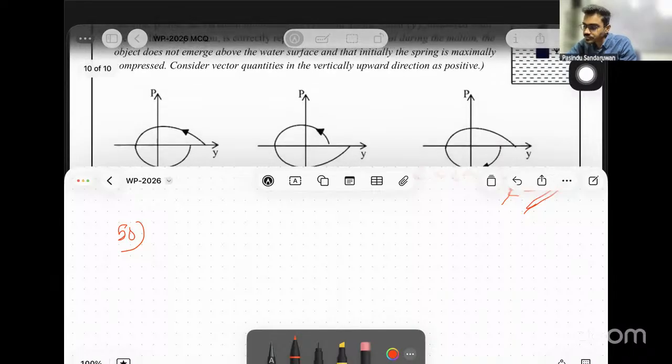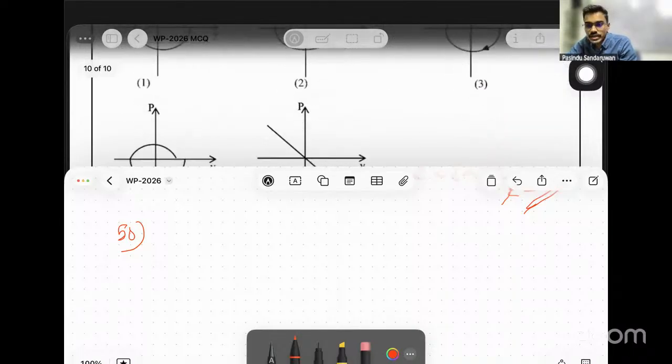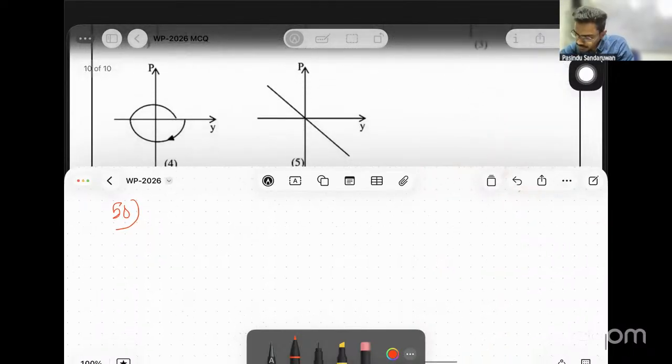Then we have a popular graph we draw in simple harmonic motion, about velocity and displacement.